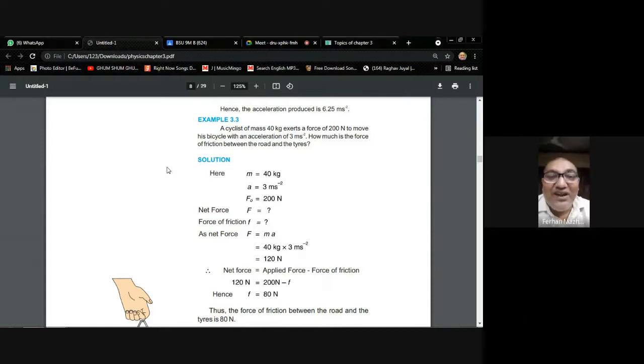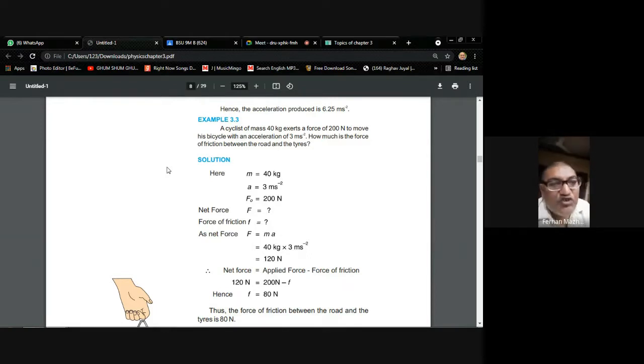You applied 200 Newton force, but the force which is producing the acceleration in the cycle is only 120. So how much is the difference? 80 Newton. Where did the 80 Newton go? You provided 200 Newton force, but the force which is producing acceleration, the net force, is only 120 Newton. So 80 Newton disappeared. The 80 Newton force went in overcoming the friction between the road and the tires.